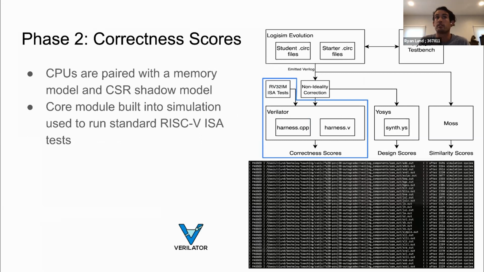We use a shadow model because when asking students to implement CSRs in an introductory computer science course, it led to a lot of confusion and just general incorrectness that wasn't worth having to go through with students versus the overall concepts we wanted them to learn. So then we built this core module into a simulator and use it to run the standard ISA tests, and that produces an output like is shown at the bottom in that black terminal printout.